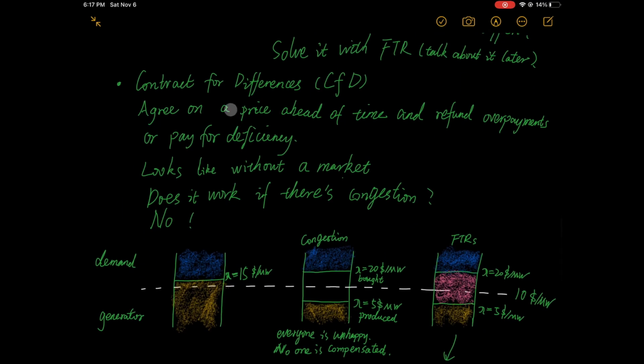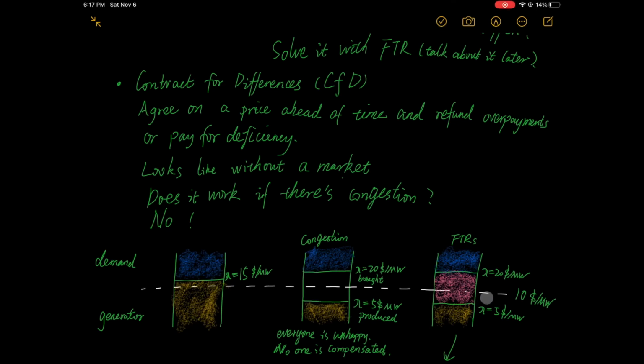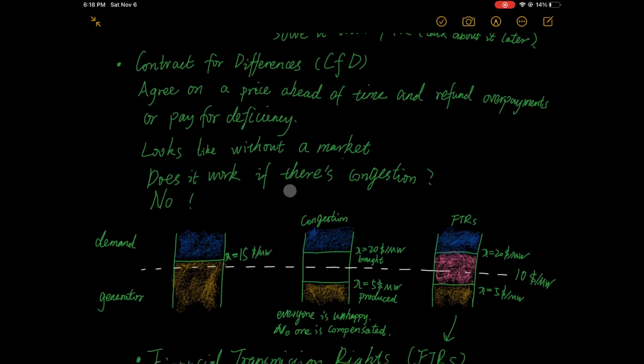It's very simple. For example, generation and demand side agreed yesterday on $10 per megawatt, and today the market price is $15 per megawatt. So the generation side refunds the demand side at $5 per megawatt, and vice versa if the market price is lower than the agreed $10 per megawatt. And this trade is done as if there's no such market.